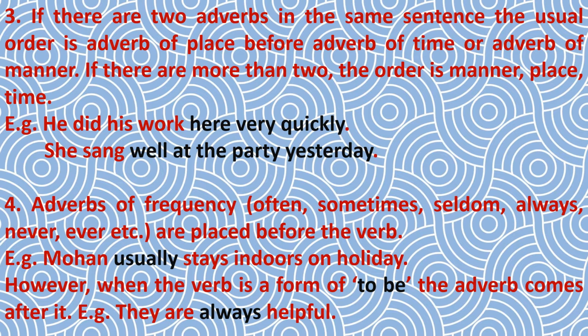The second one is where there are more than two adverbs, and how you arrange the sentence: she sang well at the party yesterday. Here, well is the adverb of manner, at the party is the place, and yesterday is the time. I hope you understood this, children. If you rearrange it and write, she sang at the party yesterday well, that is a wrong sentence. Or if you say, she sang at the party well yesterday, that also is wrong.